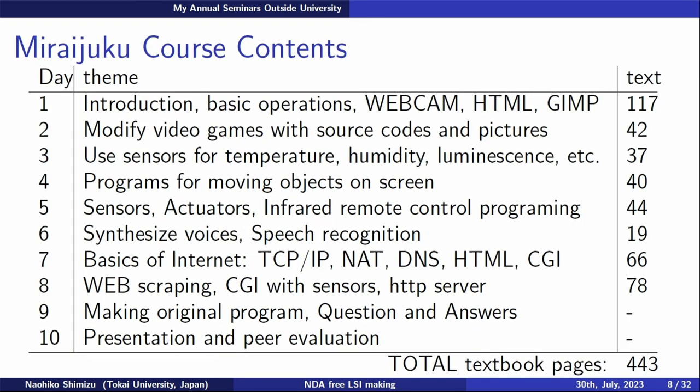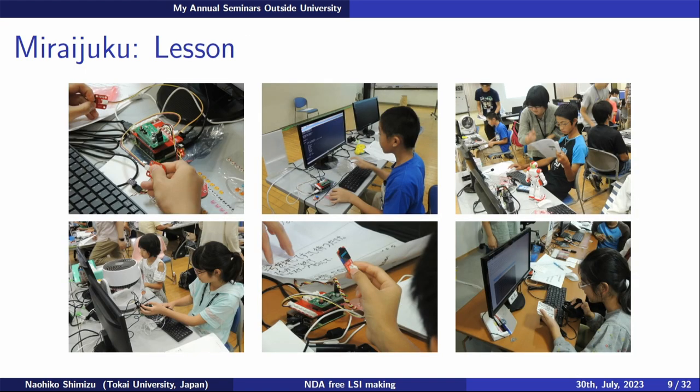And for the activity for children 10 to 14 years old, we have 40 hours during 6 months, from day 1 to day 10. We wrote a 443-page textbook, and they learn many things, including using sensors for temperature, humidity, and illumination, infrared remote control, synthesized voices and speech recognition, and web scraping and CGI with the sensors. They can make something like a Google Home device on their own. We use a Raspberry Pi and sensors.